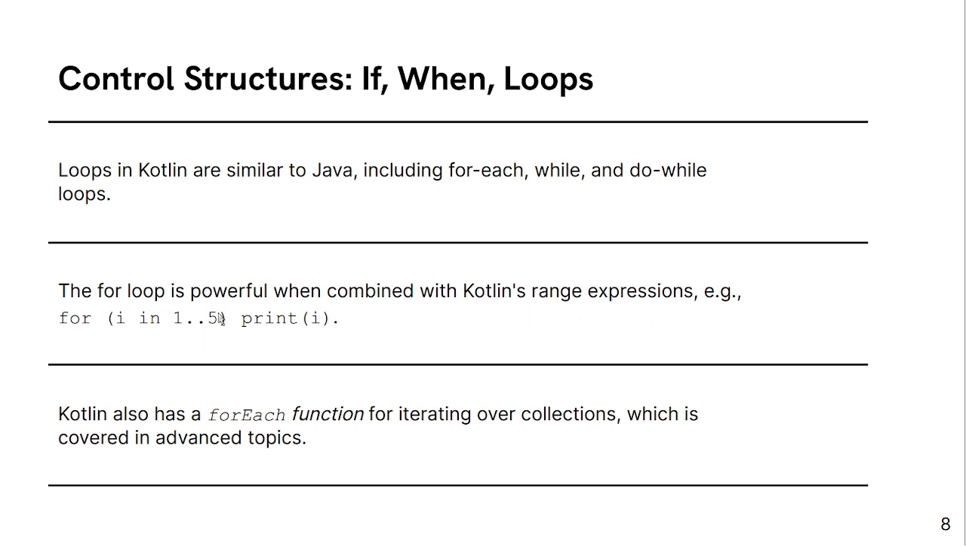For example, 1..5 means 1 to 5. Okay, then Kotlin also has a function called forEach, for iterating over collections, which is covered in some later topics. Okay? It's more general than the iterative for.